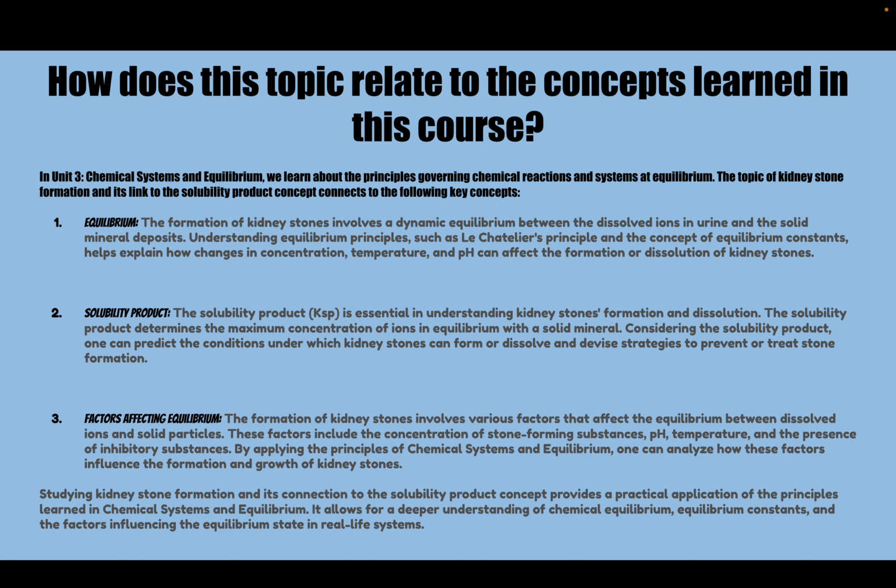Factors affecting equilibrium: the formation of kidney stones involves various factors that affect equilibrium between dissolved ions and solid particles. These factors include the concentration of stone-forming substances, pH and temperature, and the presence of inhibitory substances. By applying the principles of chemical systems and equilibrium, one can analyze how these factors influence the formation and growth of kidney stones. Studying kidney stone formation and its connection to the solubility product concept provides a practical application of the principles learned in chemical systems and equilibrium. It allows for a deeper understanding of chemical equilibrium constants, and the factors influencing the equilibrium state in real-life systems.